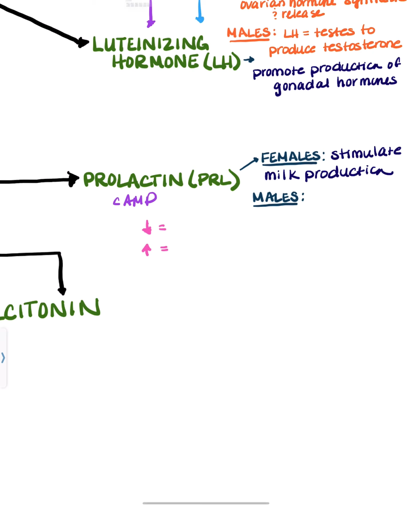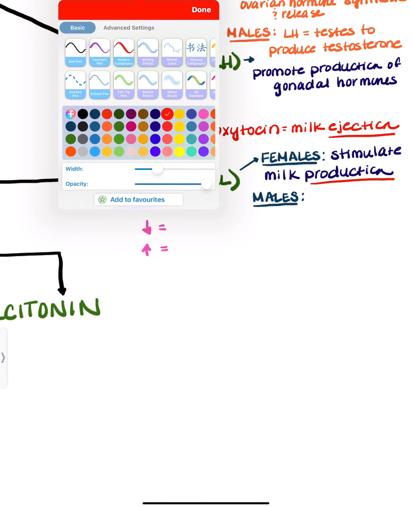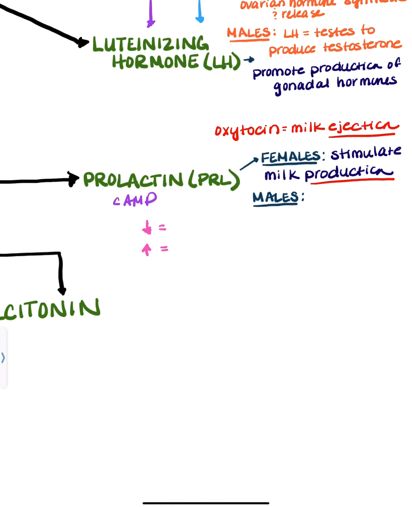Do not get this confused with, so I'm going to put it in red, oxytocin, which we talked about being released from the posterior pituitary gland, in which it stimulates milk ejection. So those are two different things. So oxytocin, milk ejection, prolactin, milk production. In males, it's kind of debated, and because it's debated, I consider it unknown, so function unknown.